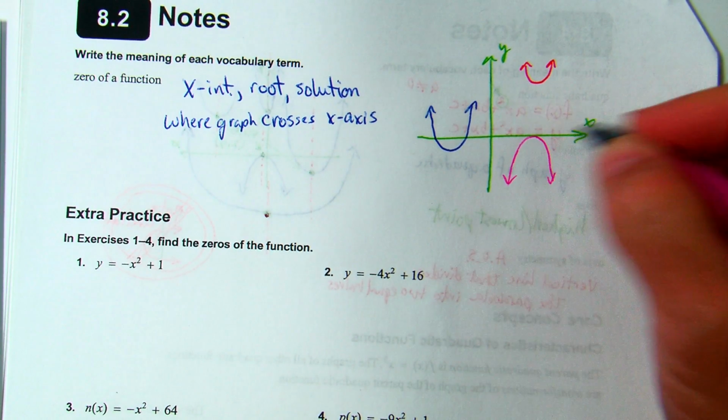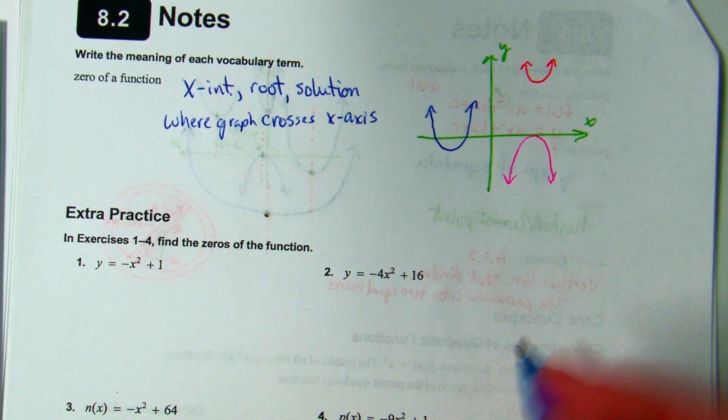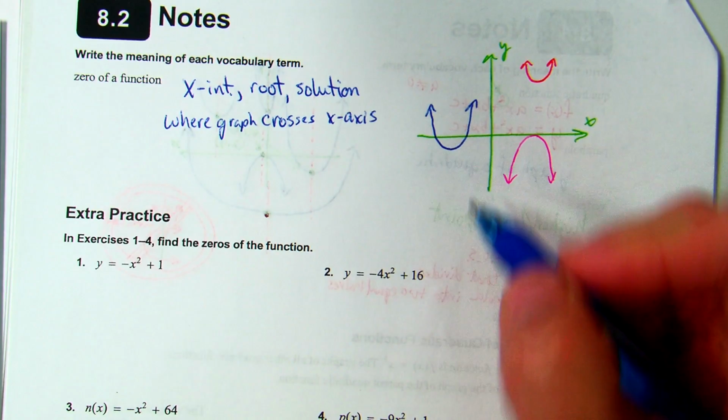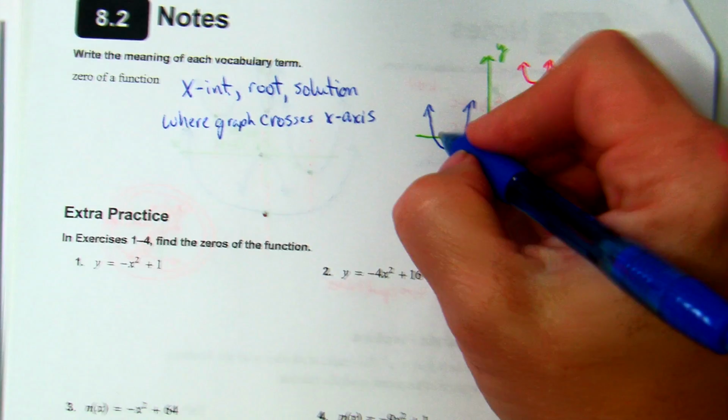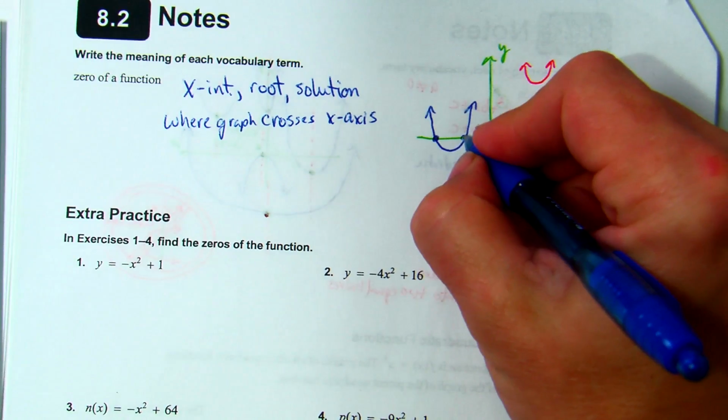Okay. How many roots or zeros of the function are in the blue parabola? How many would we have there? We would cross the x-axis how many times on the blue parabola? 2 times. So we would have one there, we'd have one there. So there would be 2 for that one.